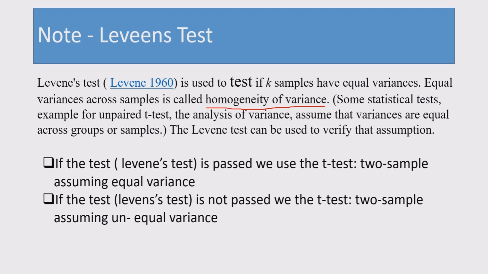Now, for you to be able to use this, you need to pass the Levene test. That means the samples we are comparing have equal variance, especially this last test, the independent sample t-test. It must satisfy this condition. But if it doesn't, there is still a test you can perform.